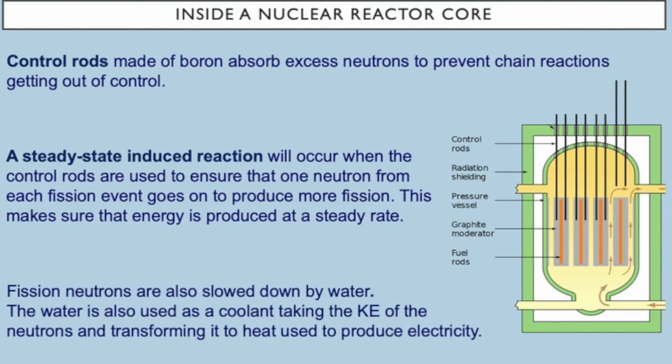Fission neutrons are also slowed down by water, so you can see on the right hand side there those arrows moving up towards the right and then out again. That's showing the flow of water flowing through the reactor, and the water is also used as a coolant, taking the kinetic energy of the neutrons and transforming it into heat used to produce electricity. So neutrons that are being released by the fission reaction are then absorbed by that water. The water then heats up, and then, as we've said, the water turns to steam. The steam then turns turbines, turning the generators, and then makes electricity.